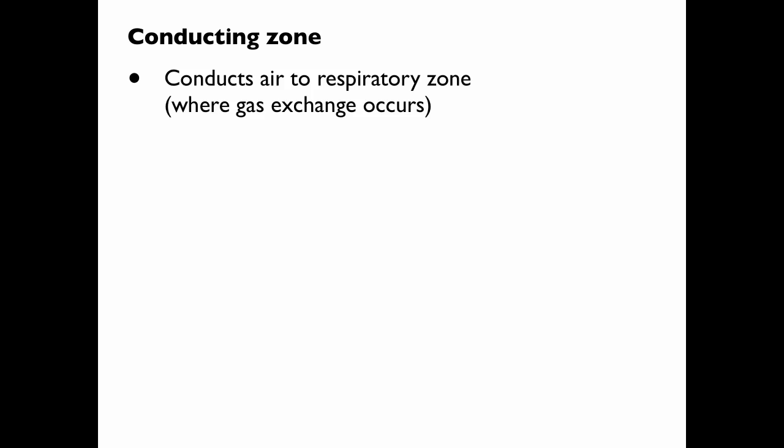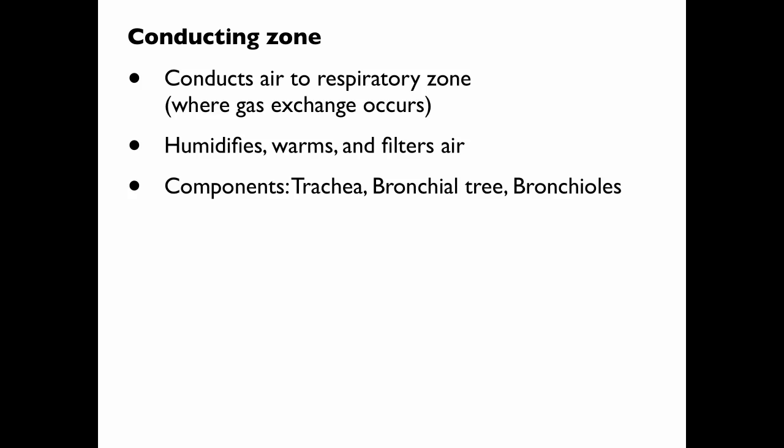The first thing to talk about is the conducting zone versus the respiratory zone. The conducting zone's primary function is to conduct air from the mouth into the lungs so that gas exchange can occur in the respiratory zone. Its secondary function is to humidify, add water vapor, warm up, and filter the air. The components of the conducting zone are the trachea, the bronchial tree, and the bronchioles. All of these components will add humidity to the air as it comes into the lungs.